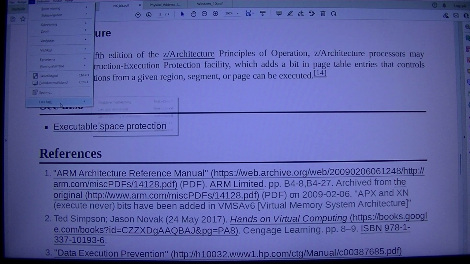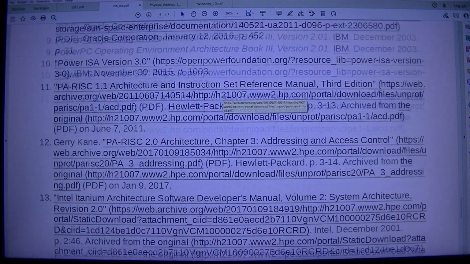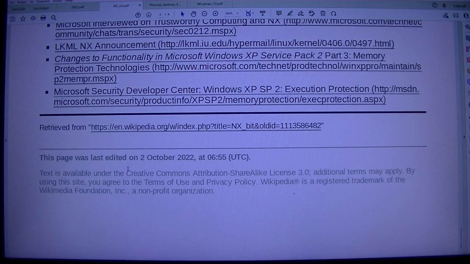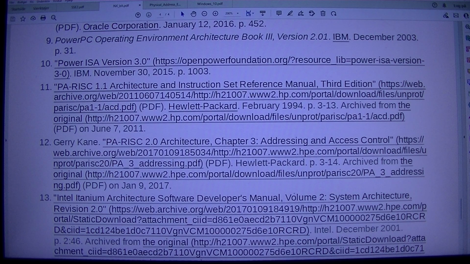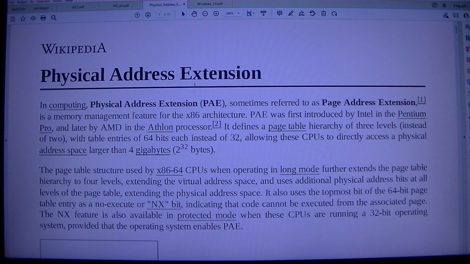References. ARM architecture. Yes, just download a new copy. It was last updated last month, but I'm not going to bet on it. I will read this next month.